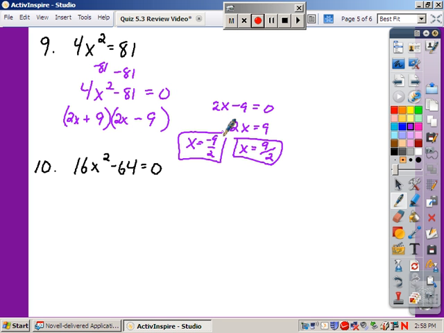Number 10 is actually already set up for you. It's already set equal to 0. So as a difference of two squares again, plus and minus, that's 4x. That is 8. So what I end up with here, when you work it out, is x equals 8 over 4, in other words, 2. That means this one would equal negative 8 over 4, or negative 2.